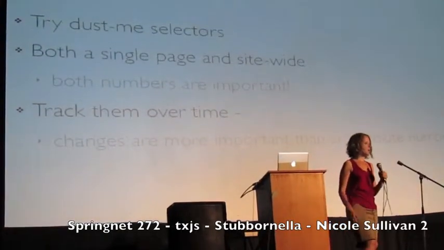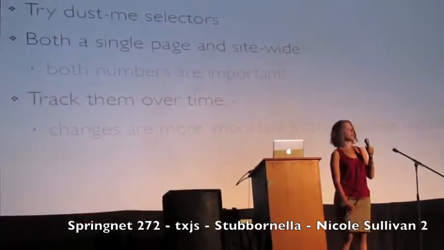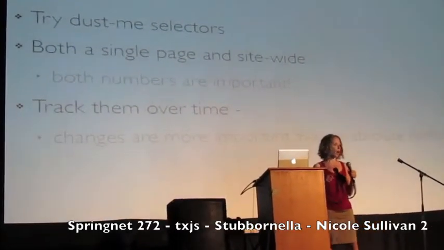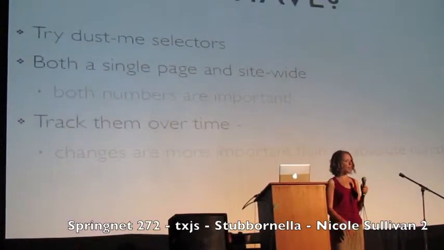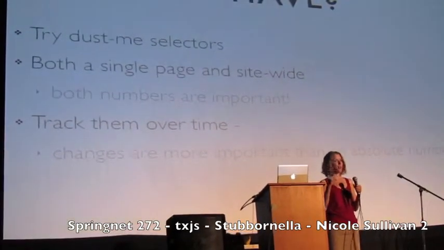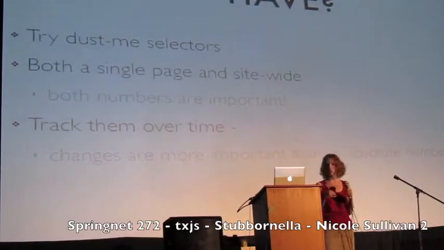I could try to give you an absolute number and say you should have only 20% stale selectors, but that's kind of silly. You have to figure out how many stale selectors you have, and then decide how to respond to changes in that number. That's much more useful.